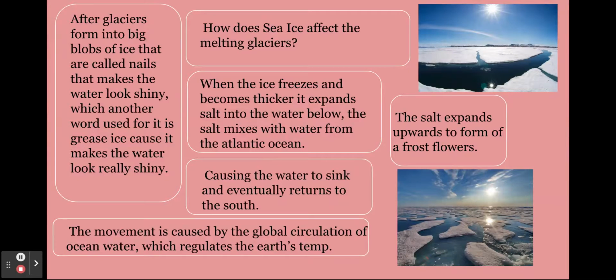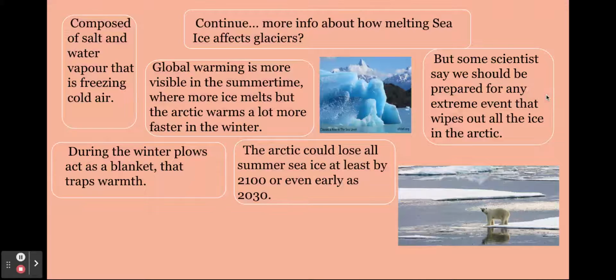The movement is caused by the global circulation of ocean water, which regulates the Earth's temperature. When the ice freezes and becomes thicker, it expels salt into the water below. The salt mixes with water from the Atlantic Ocean, causing the water to sink and eventually return to the south. The salt expands upwards to form frost flowers.